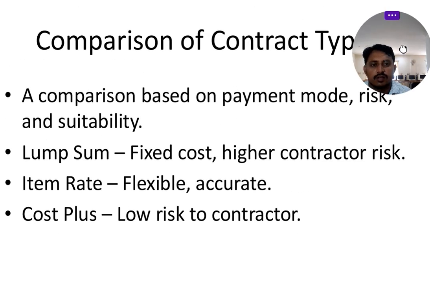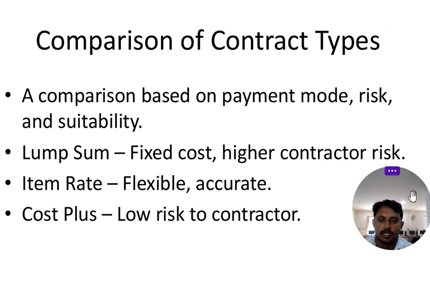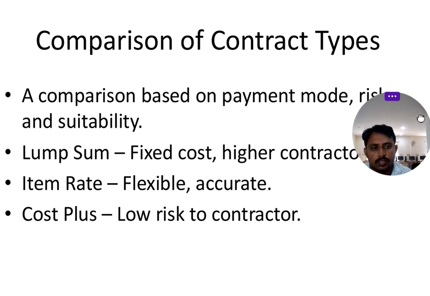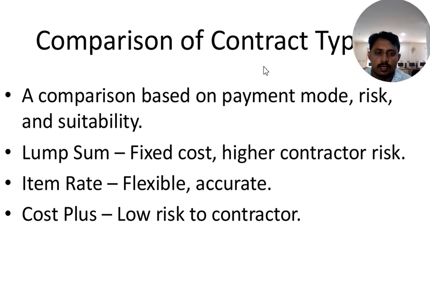Then, comparison of contract types. If you compare the contracts, whether lump sum contract, item rate contract or cost plus percentage contract, you compare those classifications on whether the risk is borne by the owner or by the contractor. So the comparison is based upon the payment mode, risk and suitability.